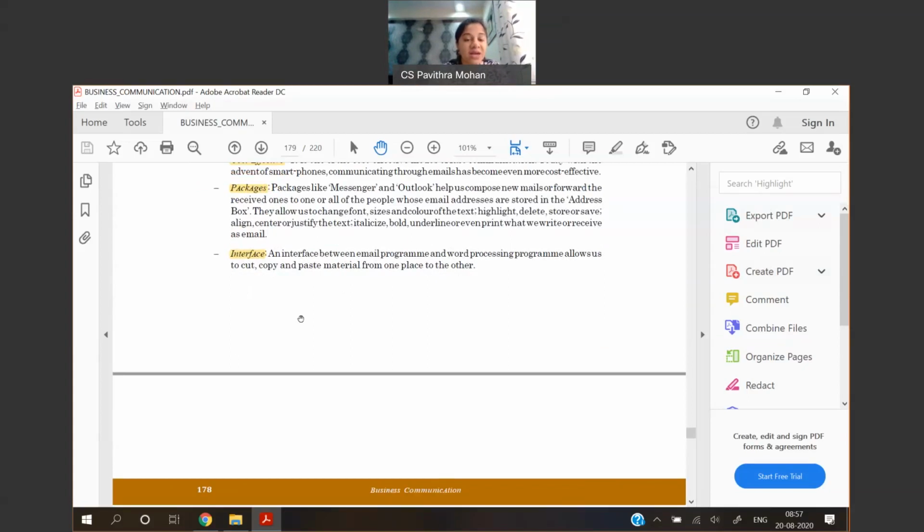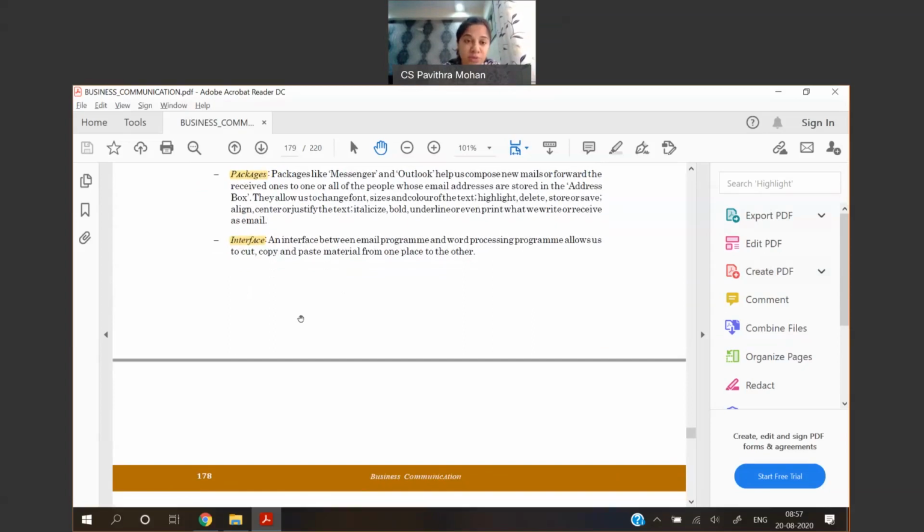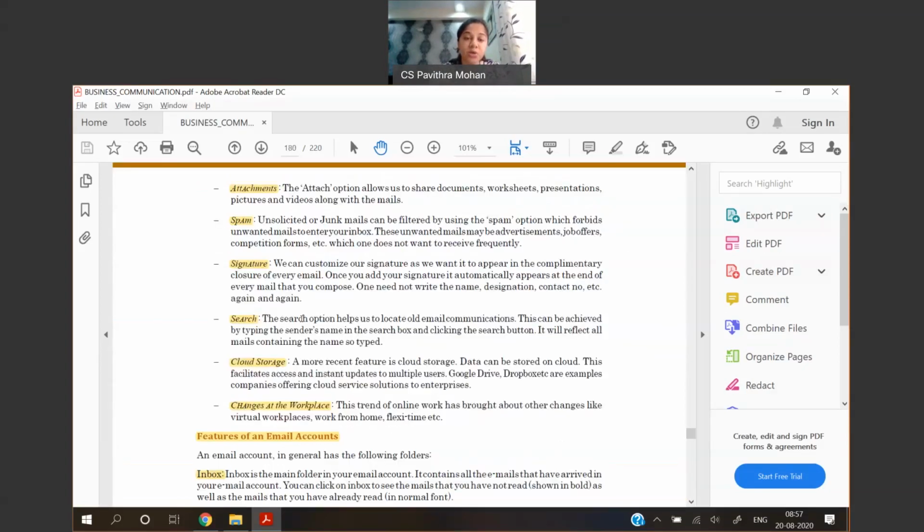Then you have attachments. Emails do provide attachments where if I want to send any pictures, videos, data, texts, presentations, worksheets, documents, all these things can be given as attachments. Spam is another option where if I don't want any mails to come into my mailbox, and if I think any virus is being transferred through that mailbox, first and foremost we will transfer that email ID into spam, and next time whatever information comes, it will fall into spam.